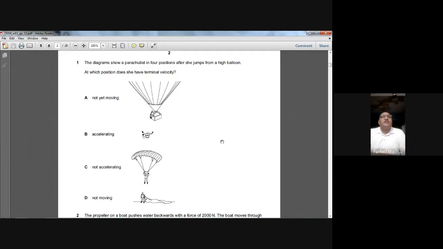The diagram shows a parachutist in four positions after she jumps from a high balloon. At which position does she have terminal velocity? When a body is falling at terminal velocity, its velocity becomes constant. There is no change in the velocity. The acceleration is zero, the resultant force is zero. So at terminal velocity, there will be no acceleration. So C will be the option, C, not accelerating. So that's the terminal velocity. C is the option.